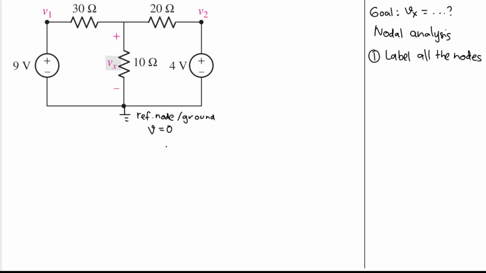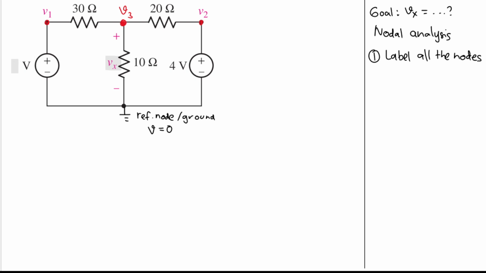Good. Now let's label all the nodes. We are already given that this is V1 and that is V2. Is there any other node? Yes, this junction here, which we name V3. It's natural because this one is V1 and this one is V2, so why not just name it V3? Okay, and then what more information can we get here?